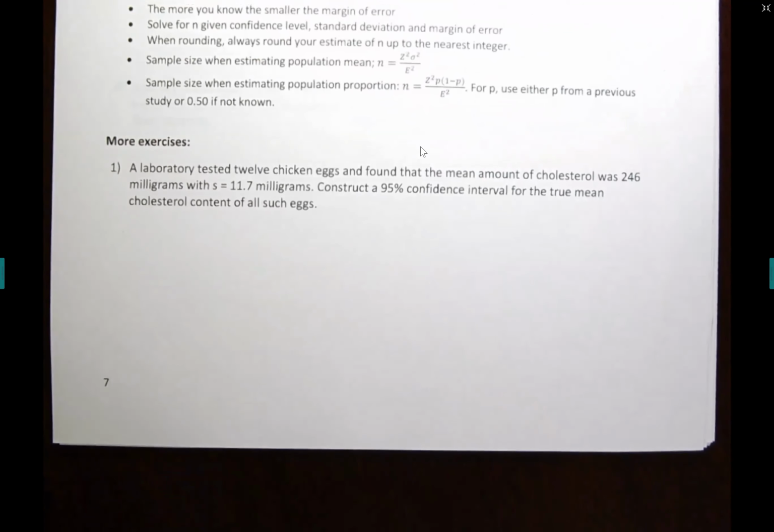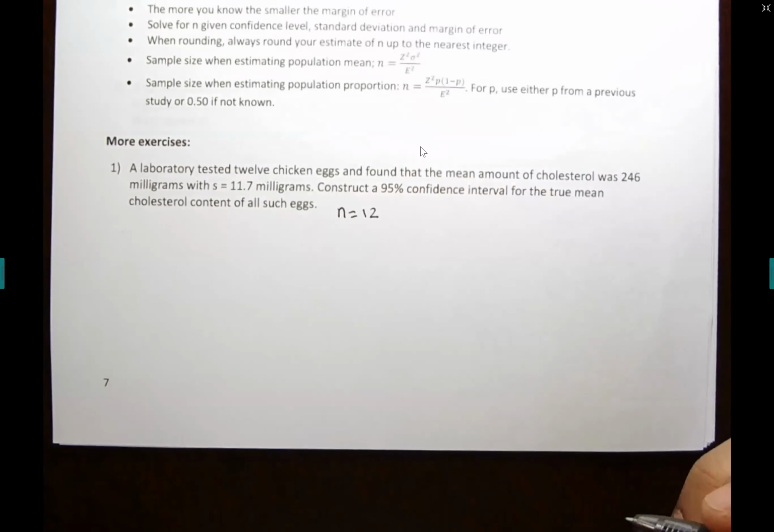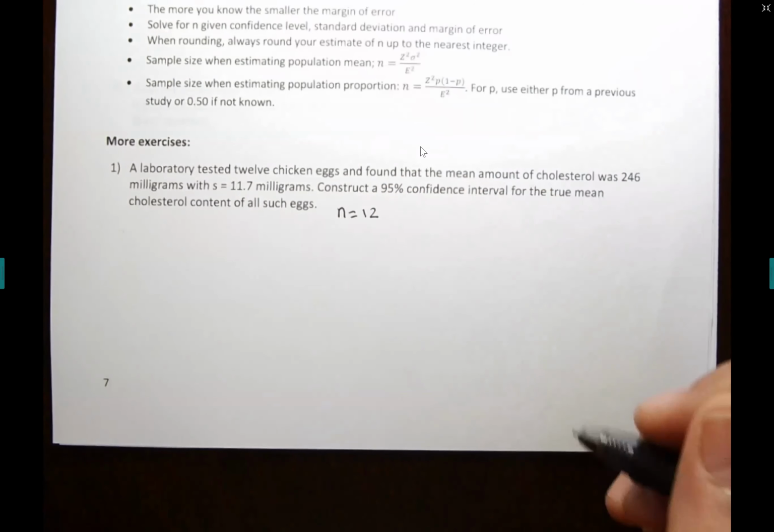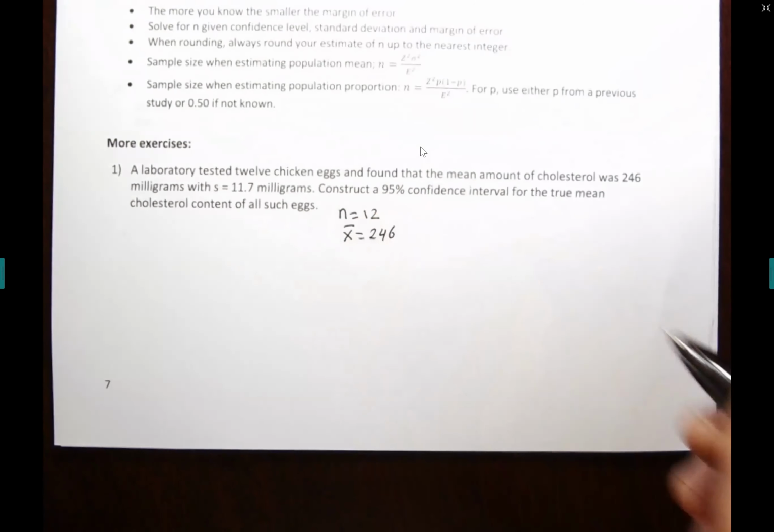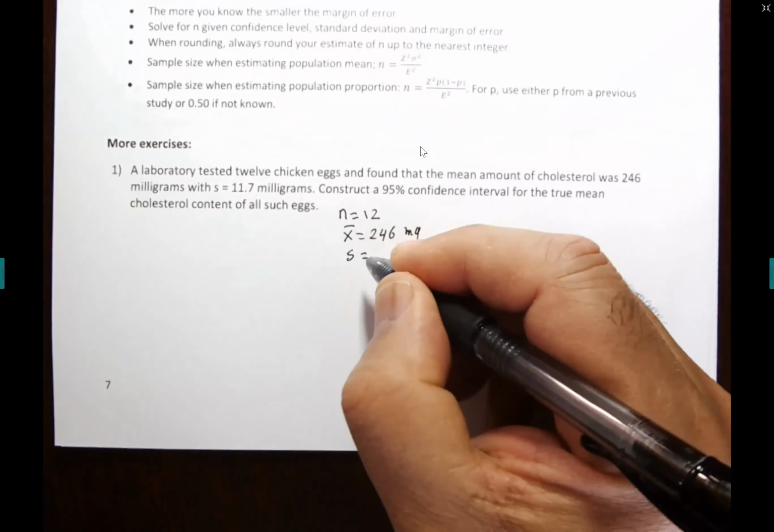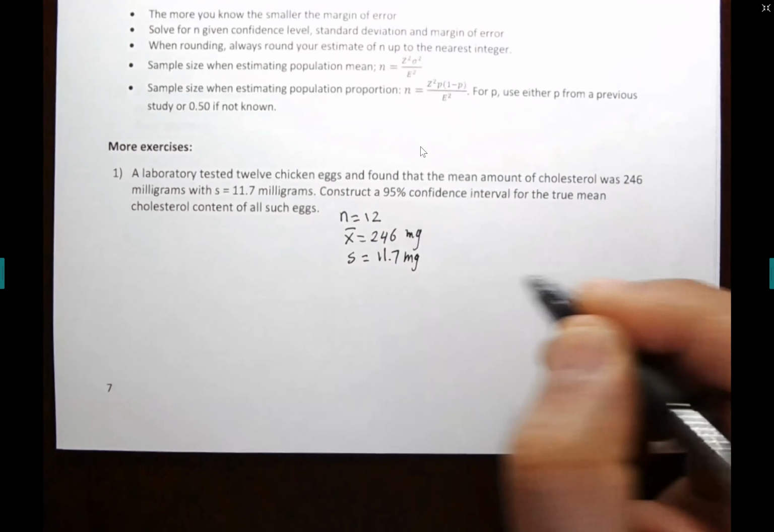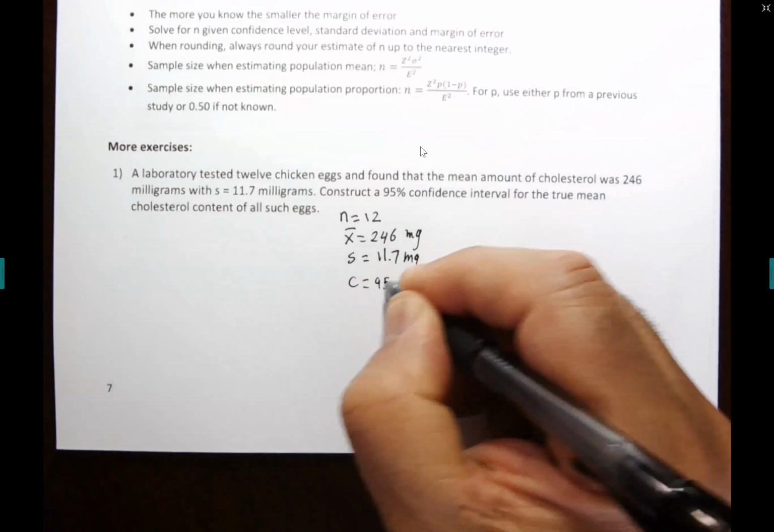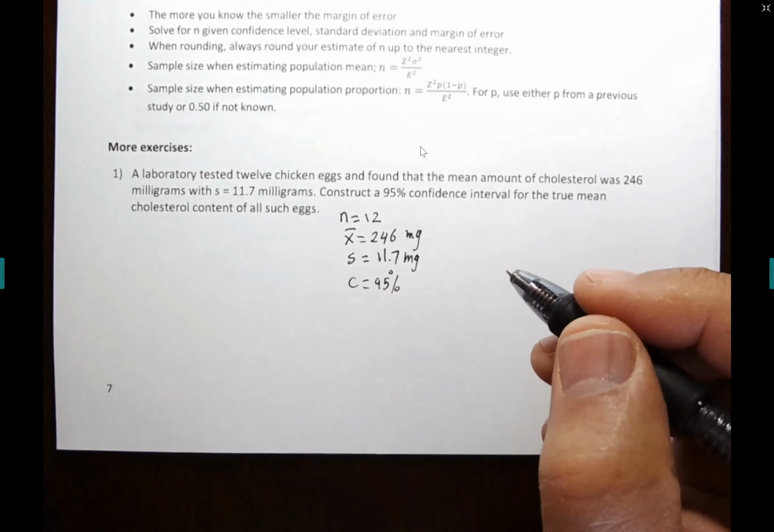A lab tested 12 chicken eggs. So N is 12. And found that the mean amount of cholesterol was 246 milligrams, so X bar. With S equals, he gives you S, guys, 11.7 milligrams. Construct a 95% confidence interval. My question to you guys, is it a Z interval or a T interval? Can you guys tell me?